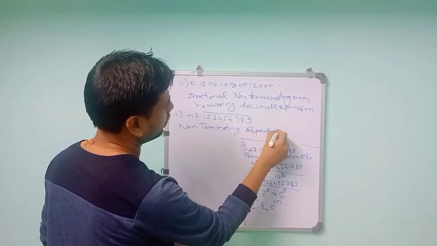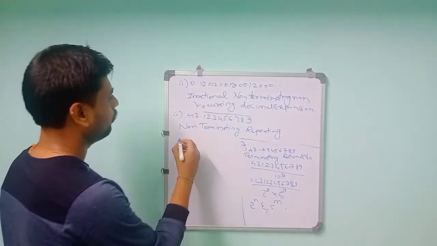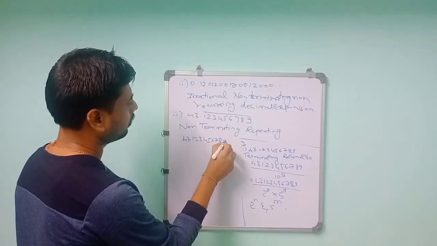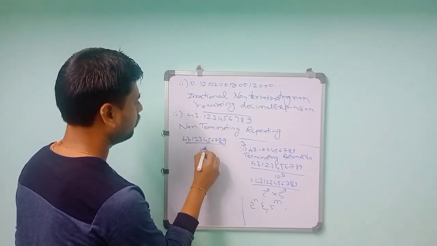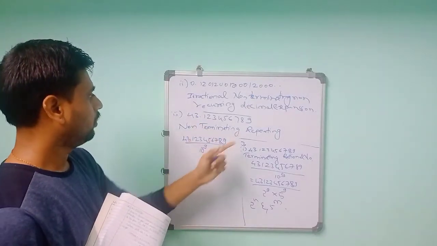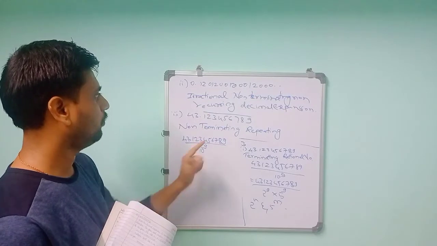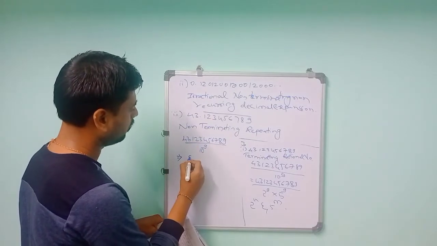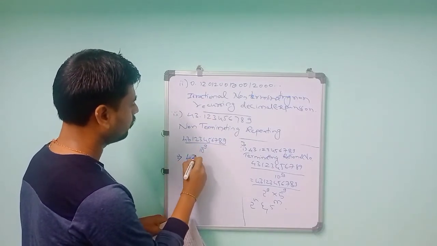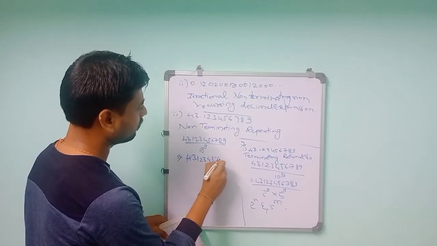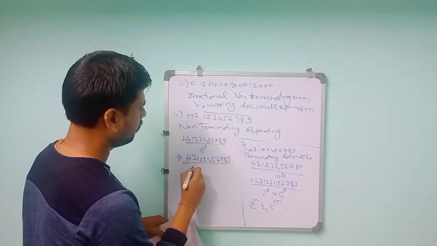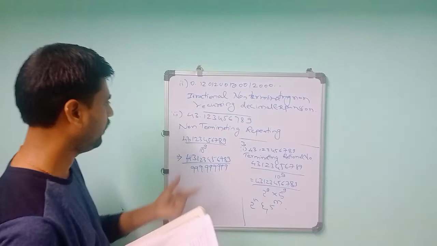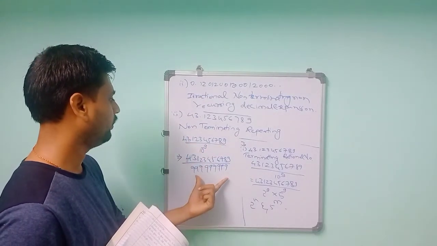Non-terminating repeating. So what we can do is, 43 is there, no? 43.123456789 divided by 10 raised to 9, because 9 numbers are there, so it will come again with 10 raised to the number of digits only. So you can take 43123456789 divided by 999999999. 9 numbers are there, so you have to take 10 raised to 9 minus 1, that is 9 nines.